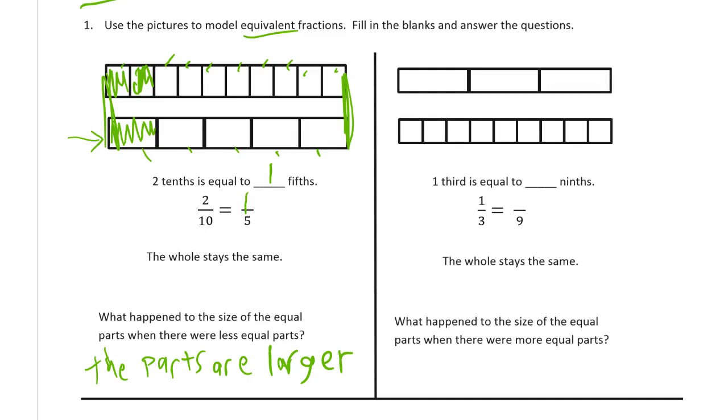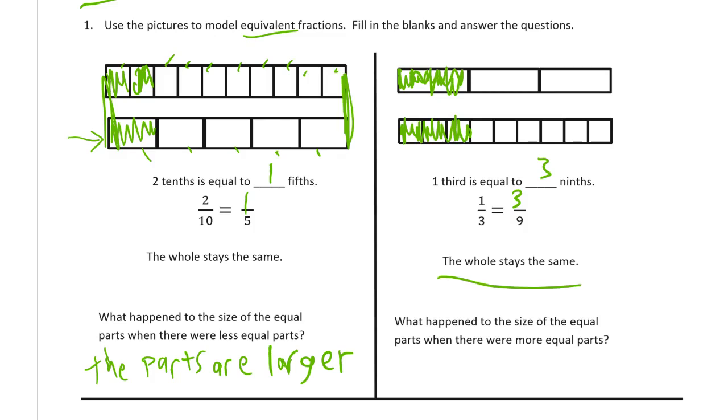And on this side, there's 1/3. Here's a third shaded in. And it takes 1, 2, 3 of the ninths. So 1/3 is equal to 3/9. And this is what it looks like in fractional notation. The whole stays the same.